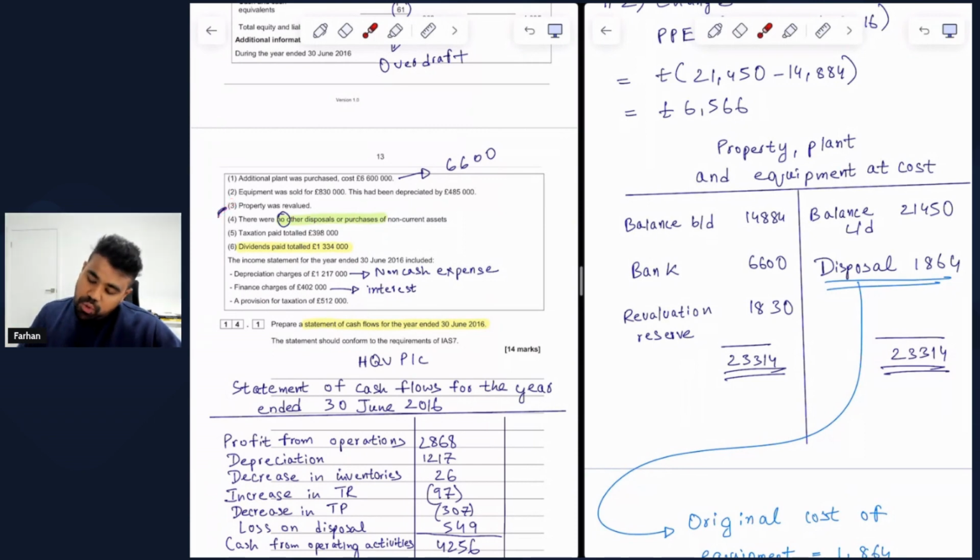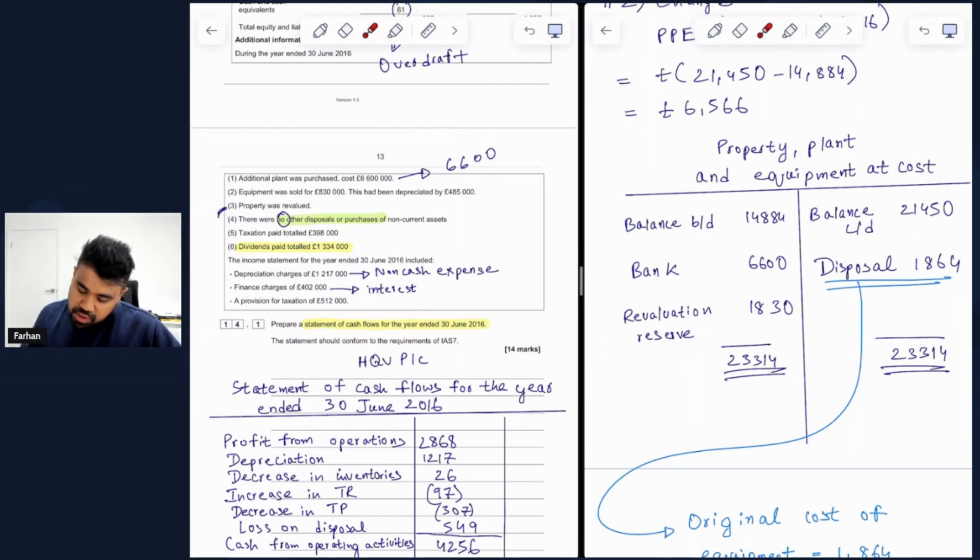And why are we including this on the debit side of the property account? Because property, plant and equipment is an asset account, so any revaluation is going to increase the value of assets. If you were to journalize this, you would be debiting property, plant and equipment at cost by 1,830, and crediting revaluation reserve, which is an equity account, by 1,830. That is why, within the ledger account for property, plant and equipment at cost, on the debit side, I'm showing an additional increment in the value of assets held in the business, which is stored in the revaluation reserve, and that is £1,830.